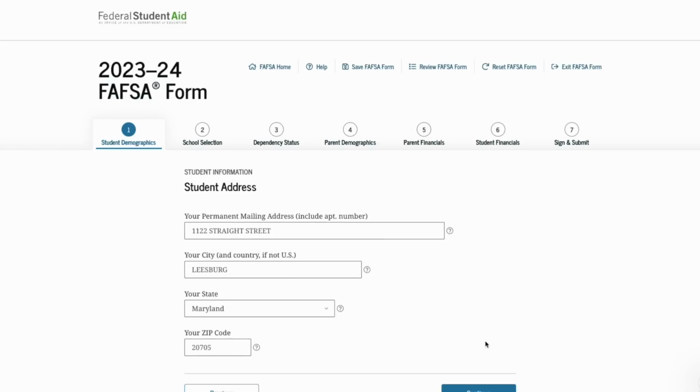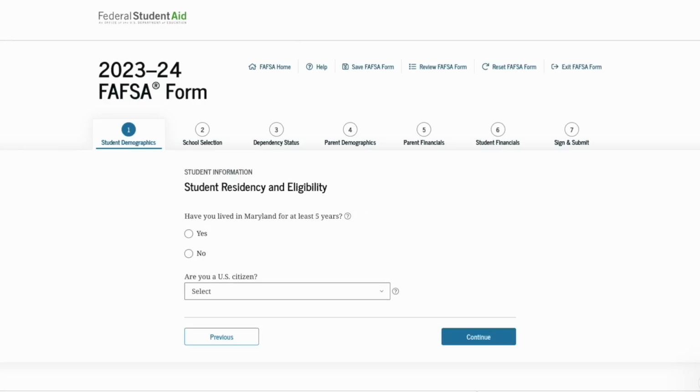The student's address will also be transferred from their FSA ID registration. If it happens to be blank, you can enter the information now. Student will answer information about their residency and eligibility. The first question pertains to the state in which they lived.